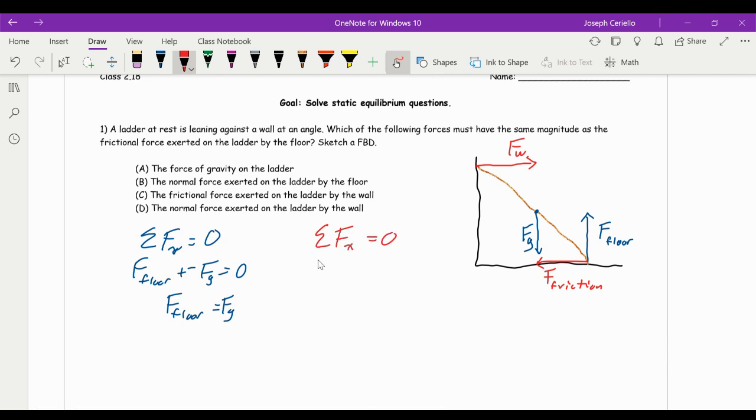Fx equals 0. We have the force of the wall pushing to the right plus a negative force of friction pushing to the left. So the force of the wall is equal to the force of friction. So I think the question is, which force must have the same magnitude as the frictional force? It has to be the force of the wall pushing on the ladder. So it is the normal force exerted on the ladder by the wall. Notice how they identify it as the normal force, which we kind of mentioned earlier.